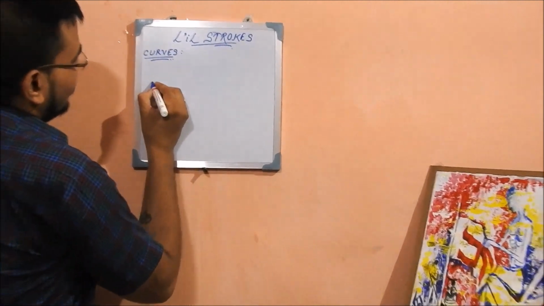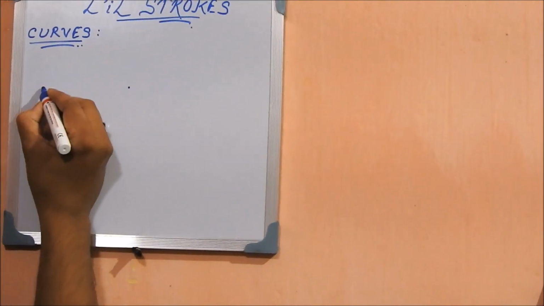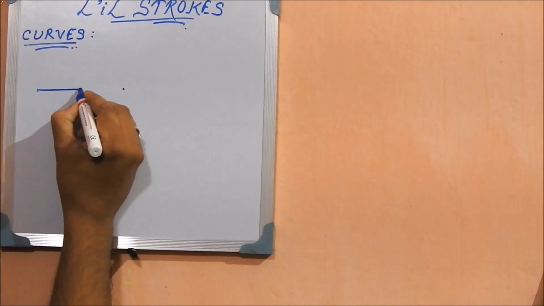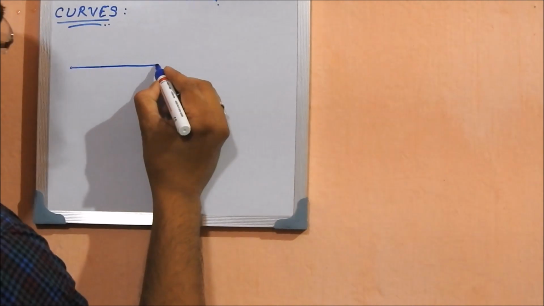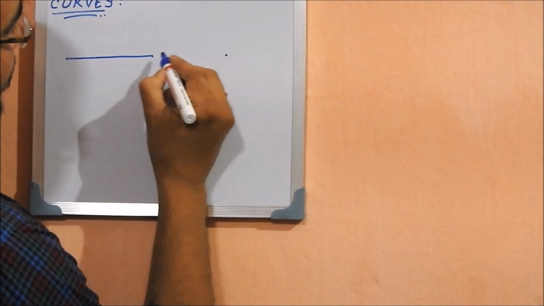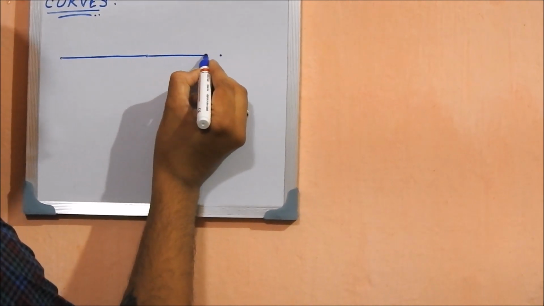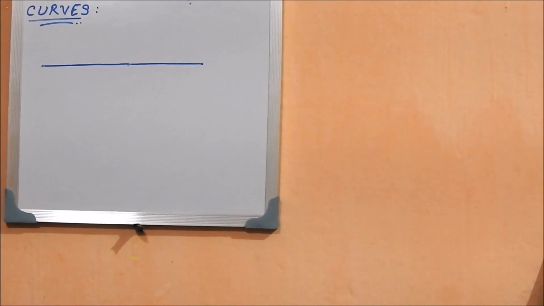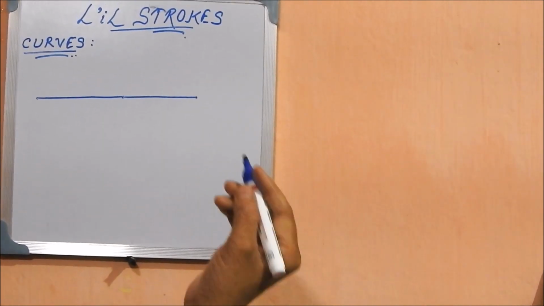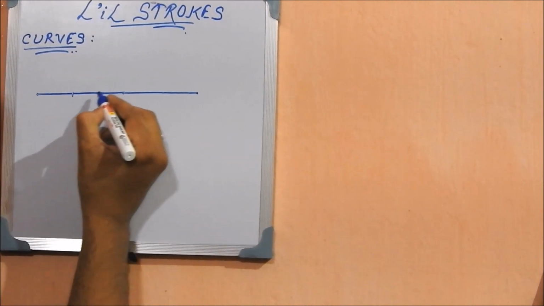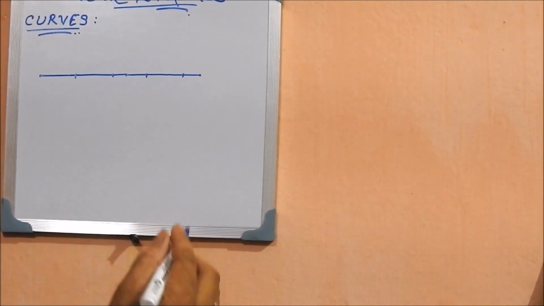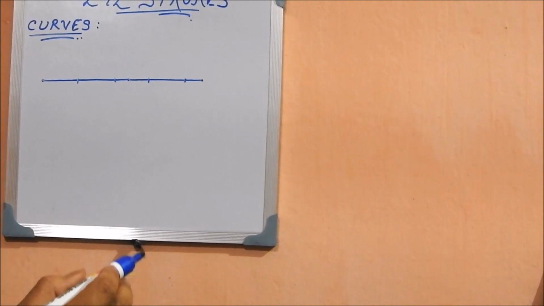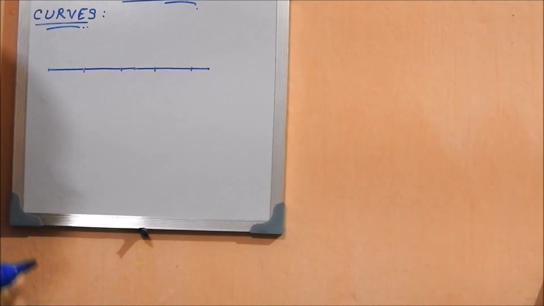How? Let's draw this straight line. Let's make it a little more. Now what we'll do, we'll separate it into small parts. Now what we'll do, same thing like the straight line.